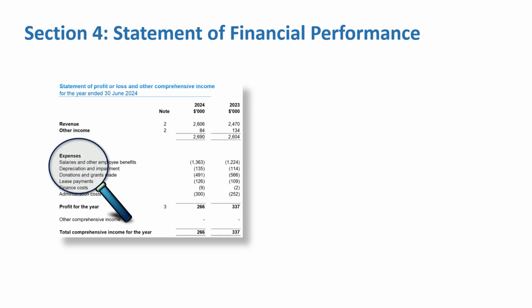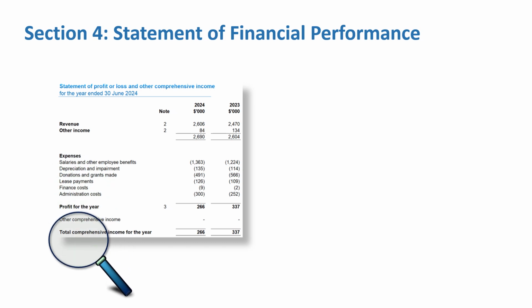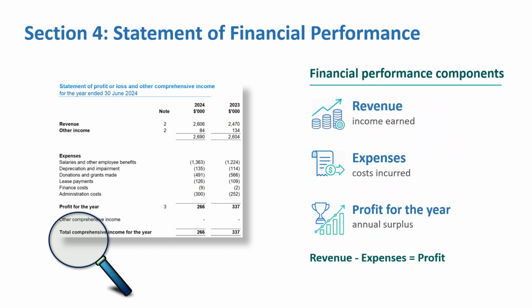Statement of financial performance shows the entity's financial results over a reporting period. Entities have flexibility in how they present this information. They can use a single statement that includes both profit or loss and other comprehensive income, or they can present separate statements. The statement includes key components such as revenue, expenses, and total comprehensive income. It provides insights into how the entity has performed financially during the period.